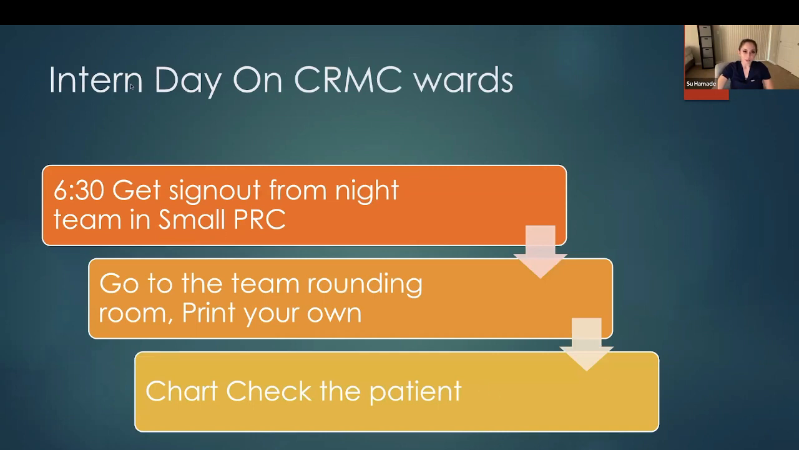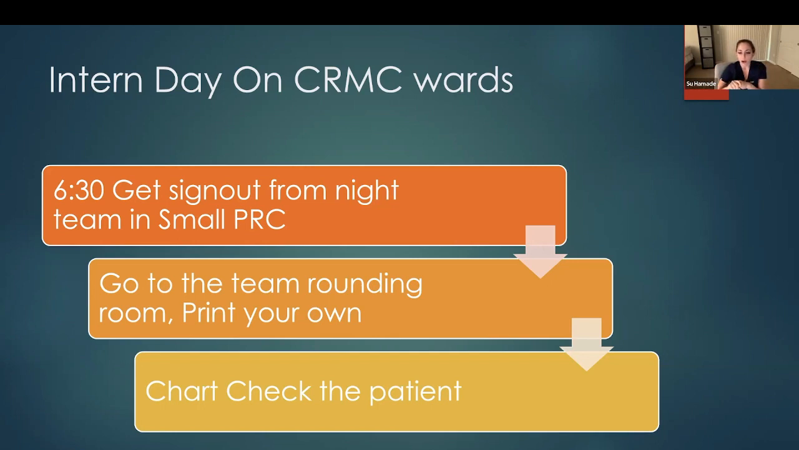So this is how it starts. You will get sign out from the night team intern in the small PRC. So just be kind and mindful. There's 4 teams, A, B, C, D. All of them are getting sign out from 1 intern. So usually it goes by whoever's there first gets it.